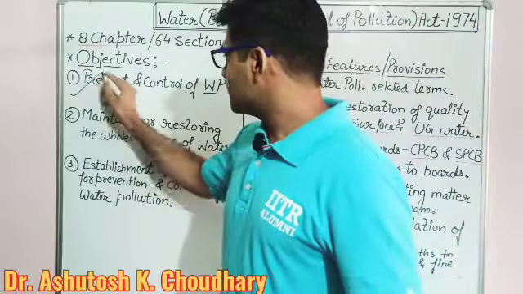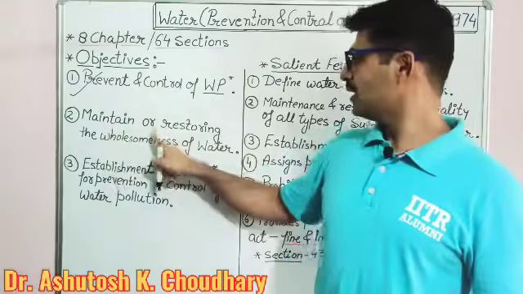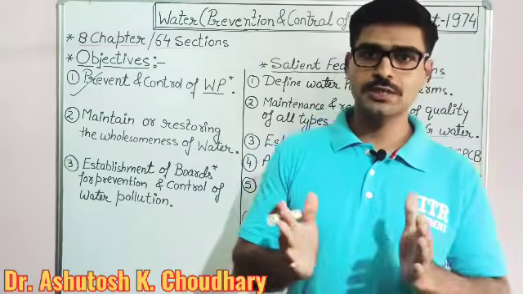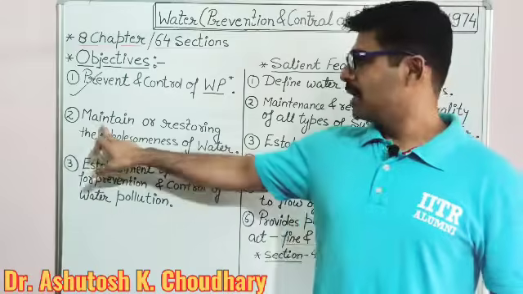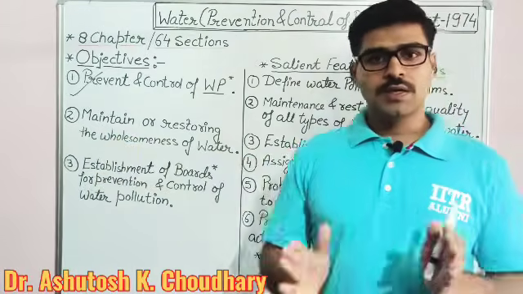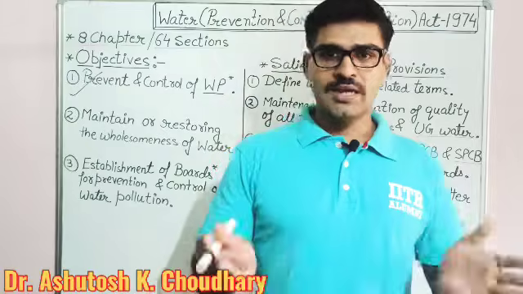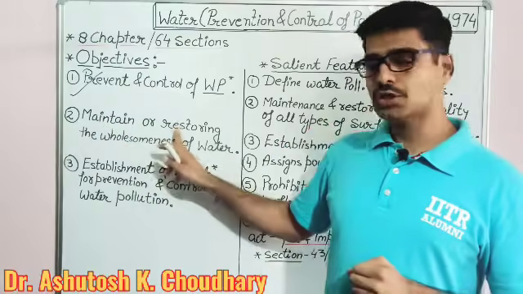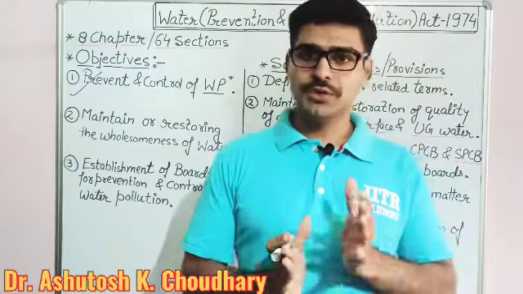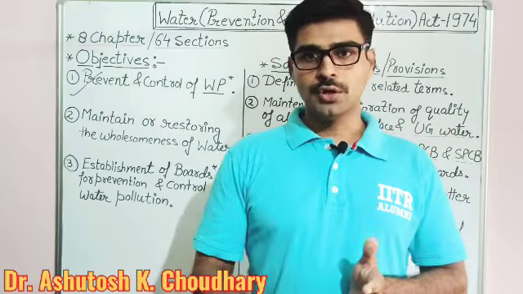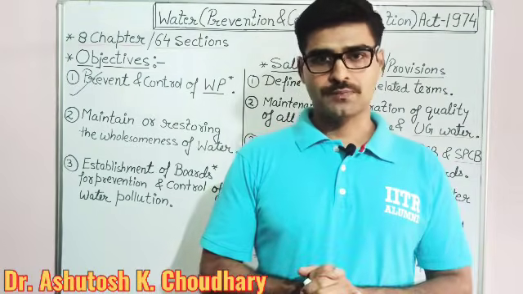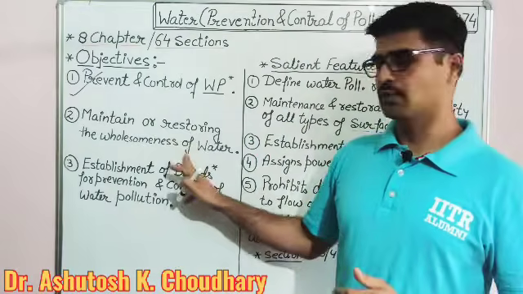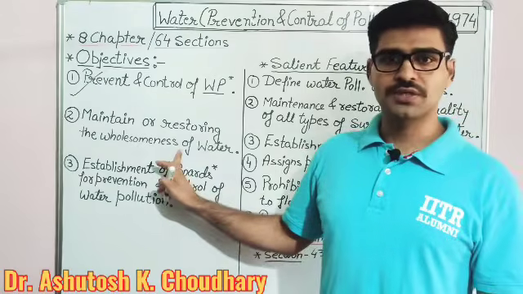The second objective of this act is to maintain and restore the wholesomeness of water bodies, aquatic water bodies. क्या मतलब, इस पॉइंट को थोड़ा सा समझेंगे. Maintain means those water bodies which we are having, so first is to maintain the quality of water. Second, restoring means if quality is deteriorated or is not as per the natural conditions, how we can restore the quality of that water. So this is the second objective of this act.